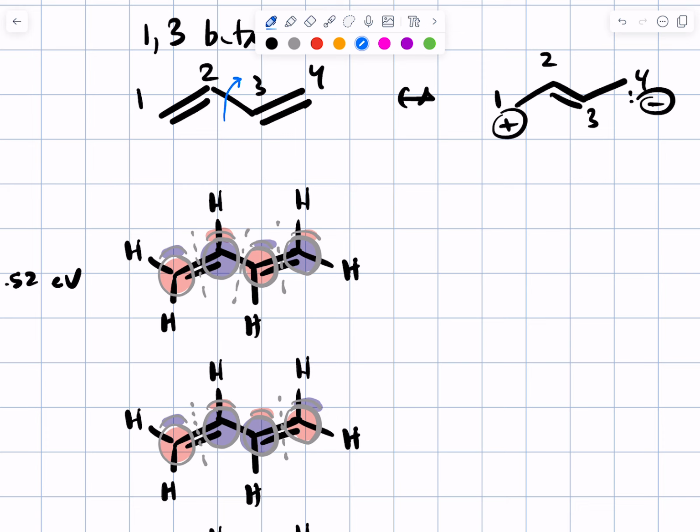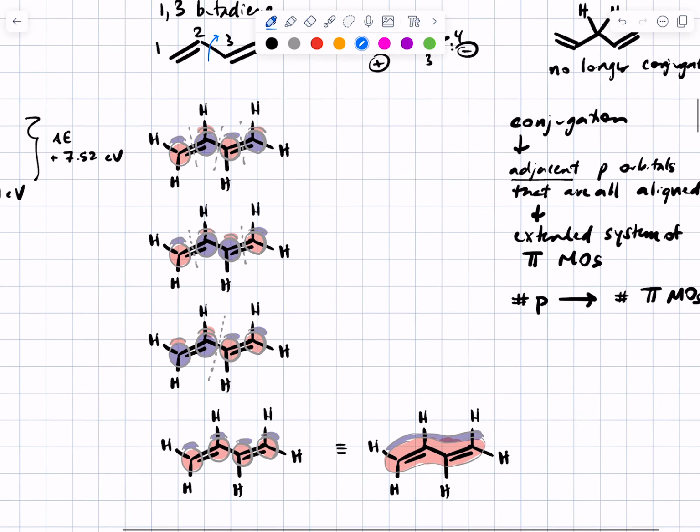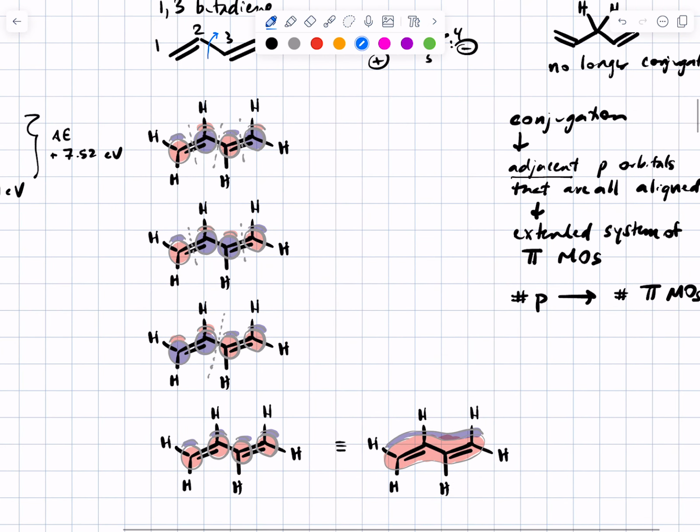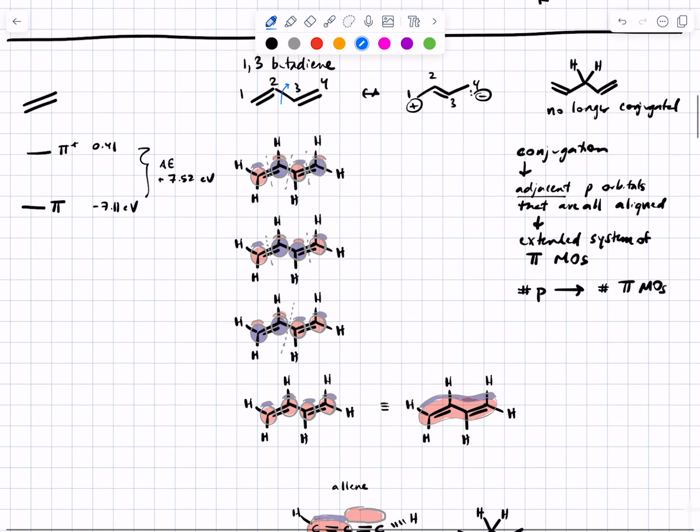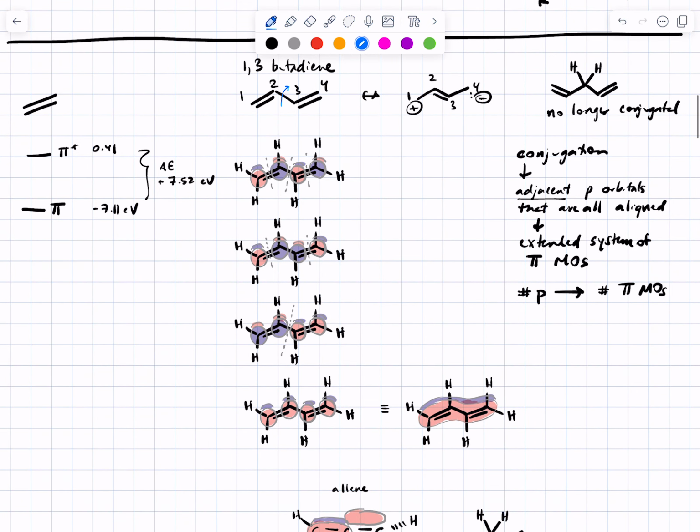So conjugation involves p orbitals on adjacent atoms that can line up with each other, and conjugation is stabilizing. Now, I still want to get back to this issue of the gap in energy between HOMO and LUMO. To decide which of these pi orbitals is HOMO versus LUMO, you basically have to just account for the electrons that are involved in resonance.